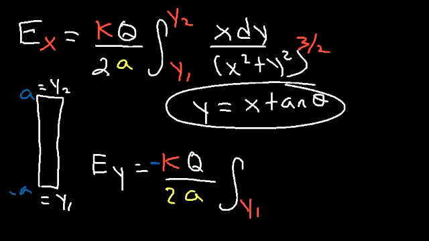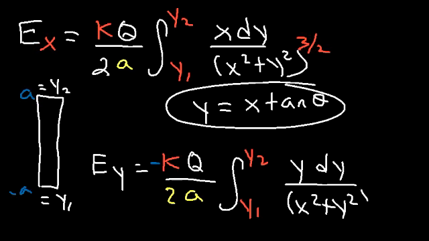Integrating from y1 to y2, and instead of having x dy, it's going to be y dy divided by x squared plus y squared raised to the 3 over 2 power. So that's how you can calculate Ey. That's the equation that you need.